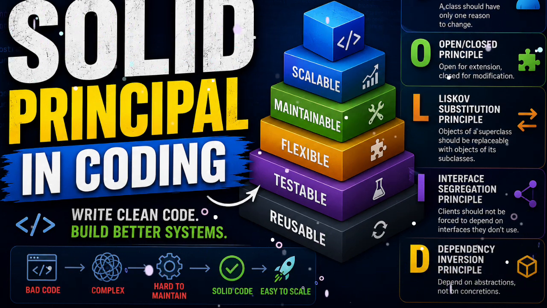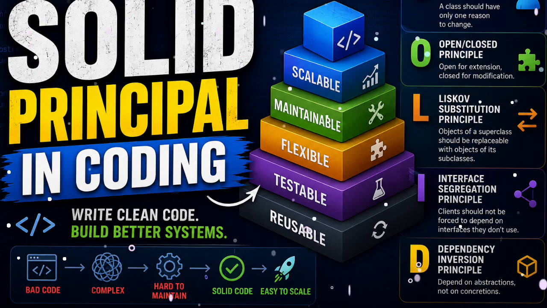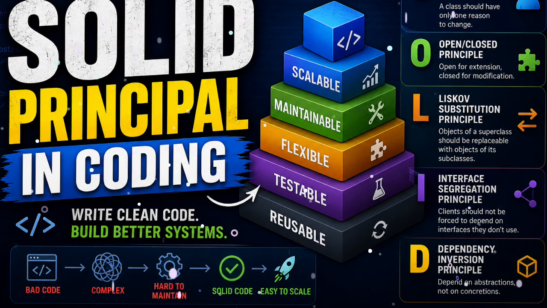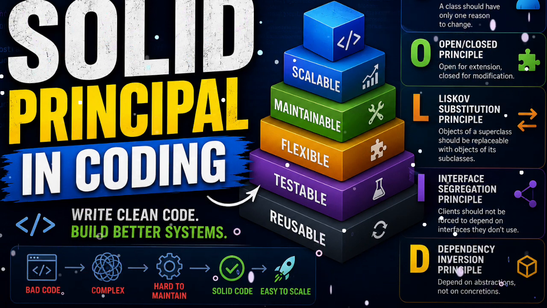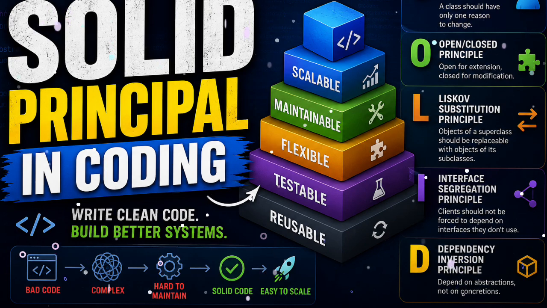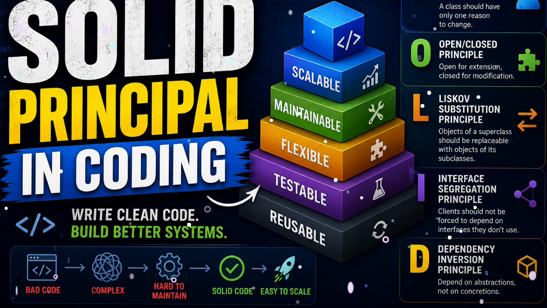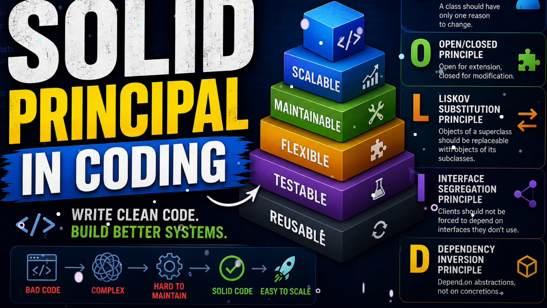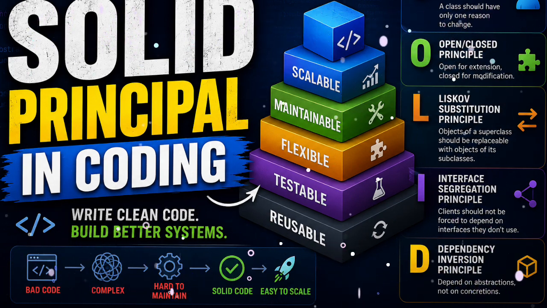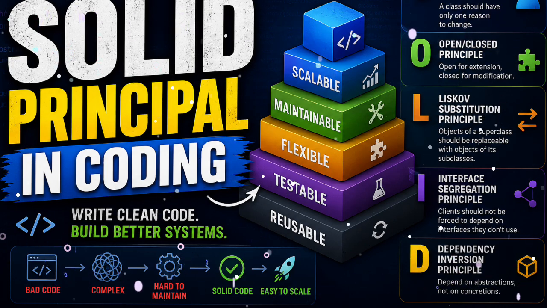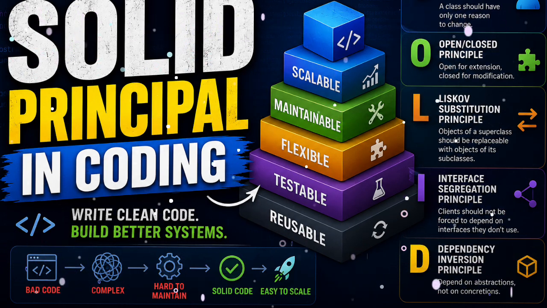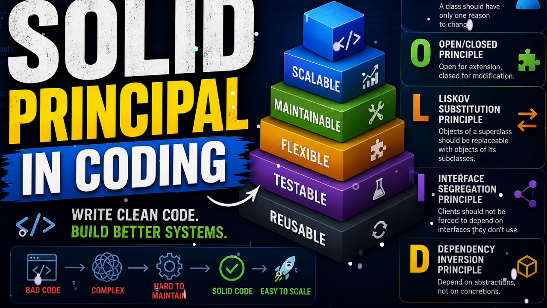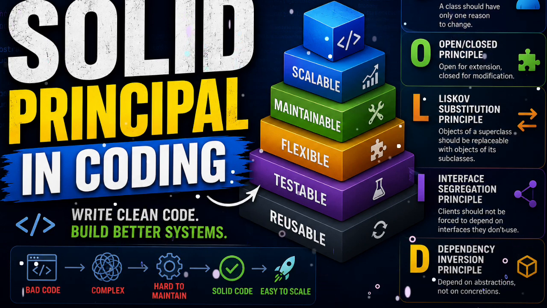Fifth principle, dependency inversion principle. Dependency inversion is one of the most important principles for software architecture. It says, high-level modules should not directly depend on low-level modules. Both should depend on abstraction. Let's understand. Imagine we have a user service. Inside user service, we directly create a MySQL database object. Now user service is completely dependent on MySQL. Tomorrow the company decides, move from MySQL to PostgreSQL, or move to MongoDB, or use a vector database. Now we need to modify user service. This is bad design.